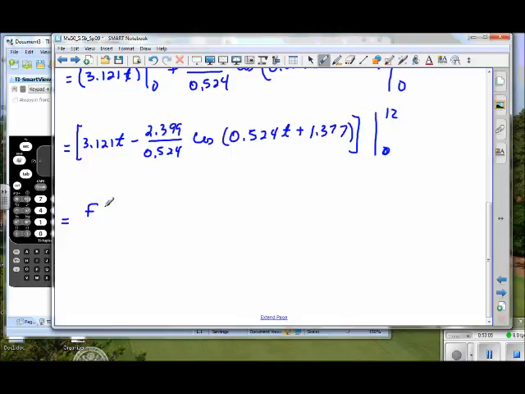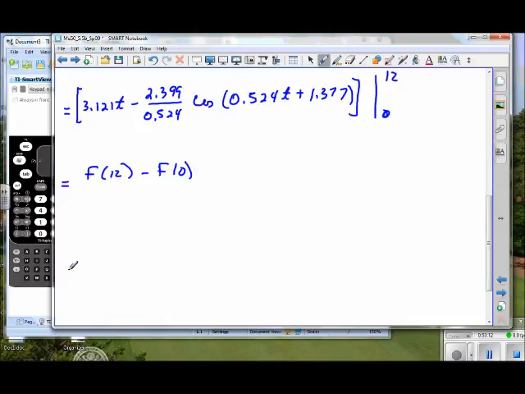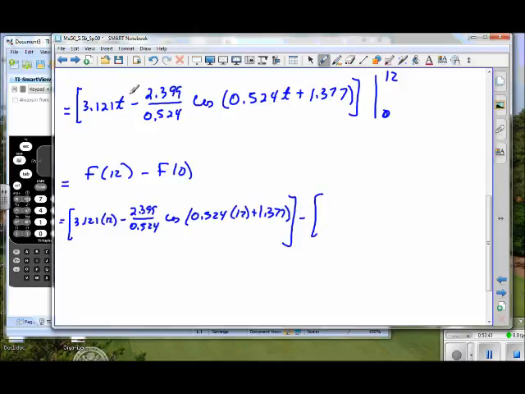So if I go through and look at f of 12 minus f of 0, I'm going to come down to, let's see if I can get all this squeezed in here, 3.121 times 12 minus this fraction times the cosine of 0.524 times 12 plus 1.377, okay, minus, and if I put 0 in this first term, it's going to be 0 minus 2.399 divided by 0.524 times the cosine. And if I put 0 in here, I just have the cosine of 1.377.